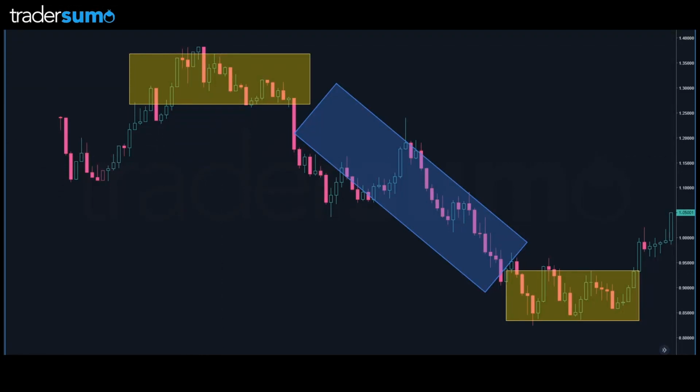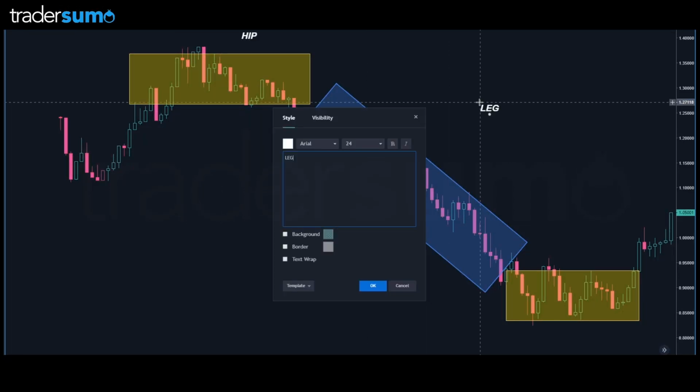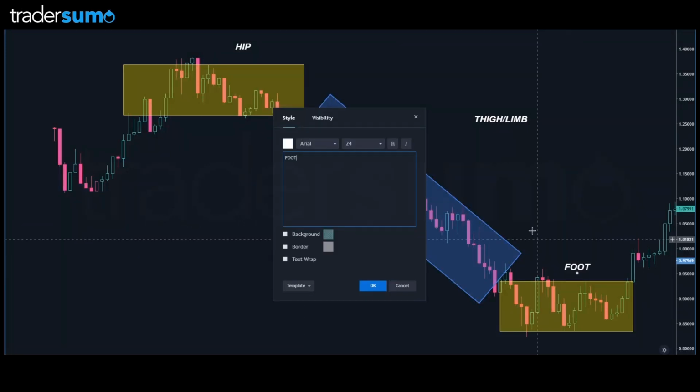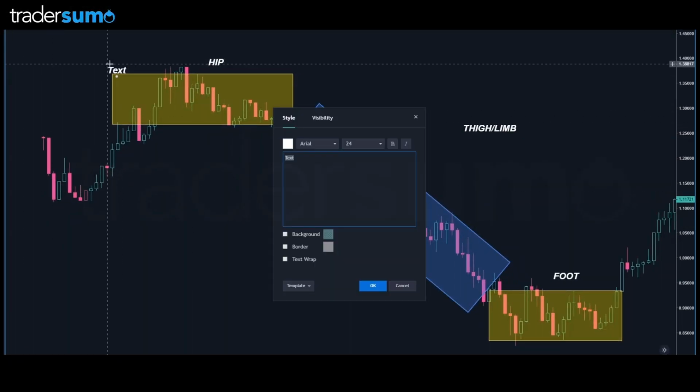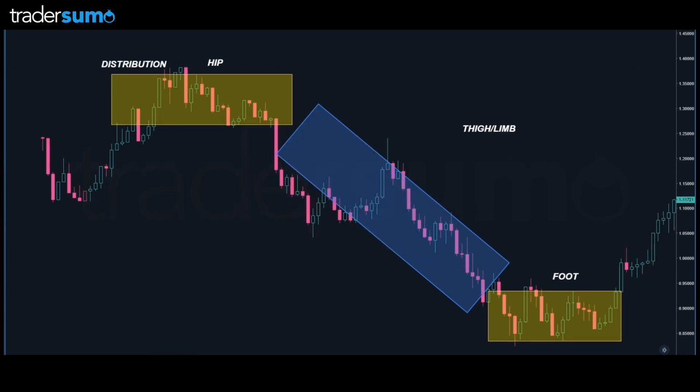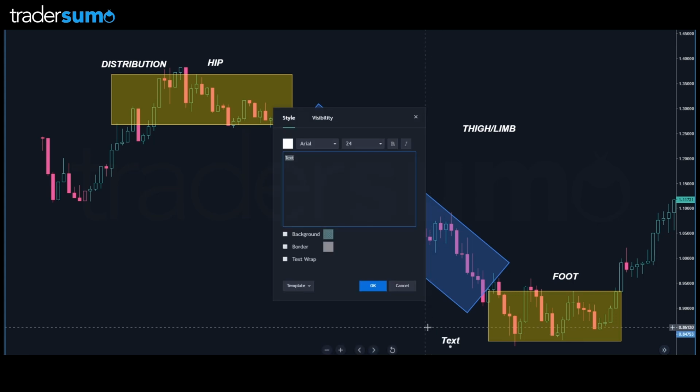So if you have a human leg, what would you have? You would have a hip. This is very dumbed down, and you have the thigh or the limb, whatever you want to call it, and then you have the foot. Okay, so being that we're trading here, what is this actually? This would be distribution. This would be our trend phase, and this would be our accumulation.